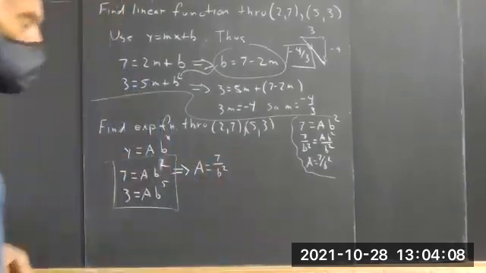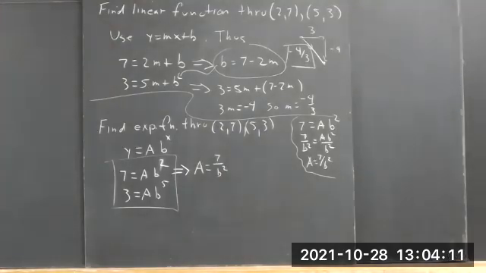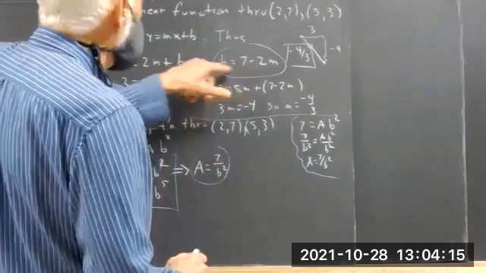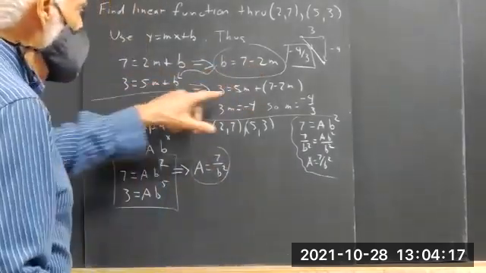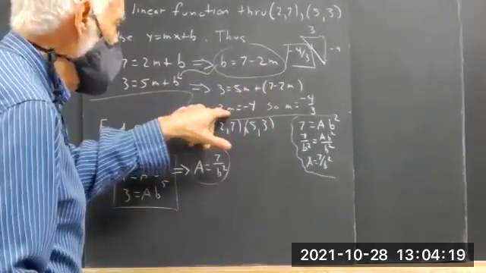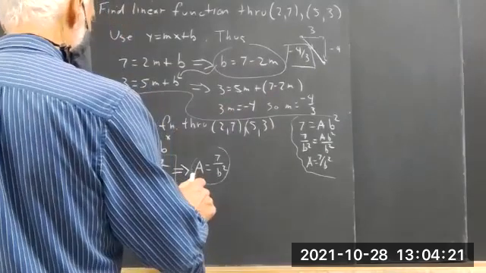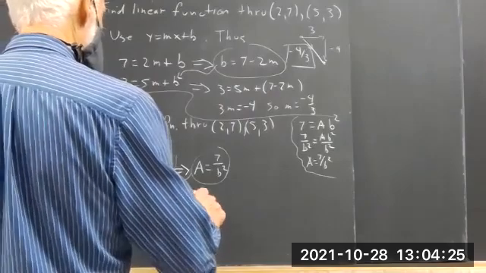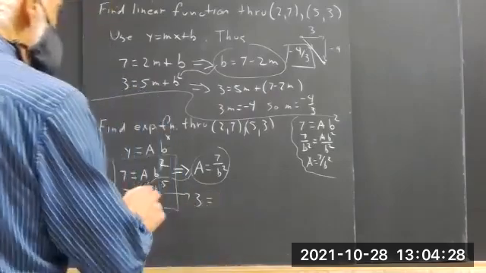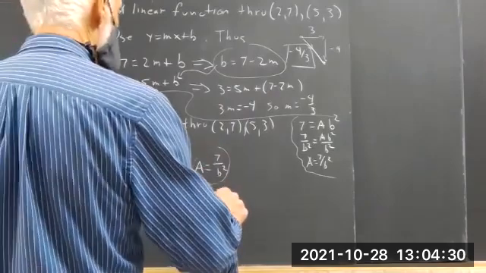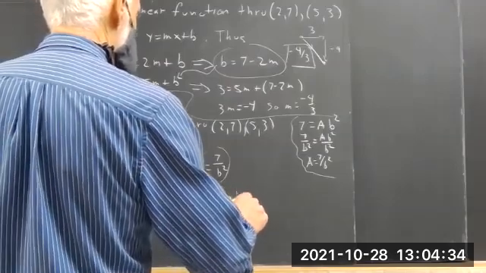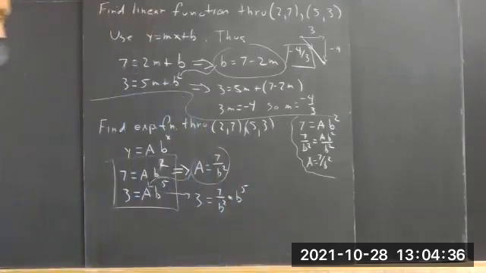Anyhow, a is 7 over b squared. Now you take this, and just like you plug this value of b in for b here, you got this equation, which you could then solve for m. You plug this in here, and it gives you 3 equals a b to the 5th, where a is 7 over b squared, times b to the 5th.